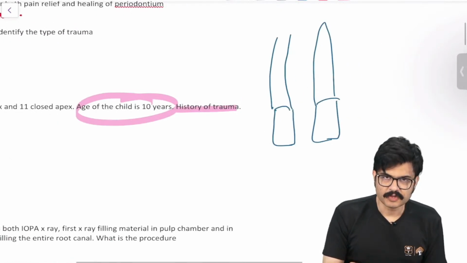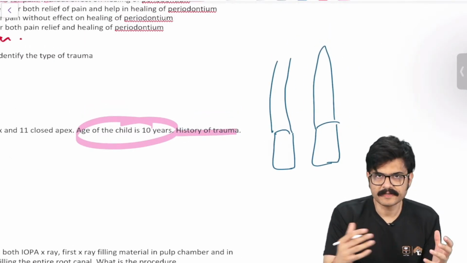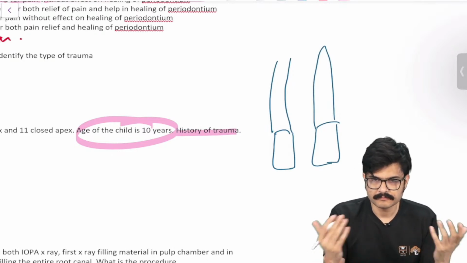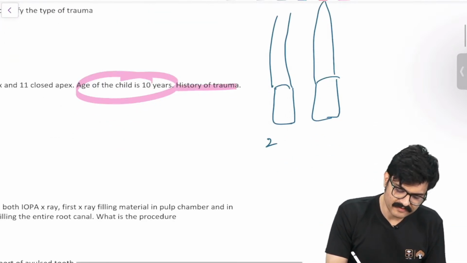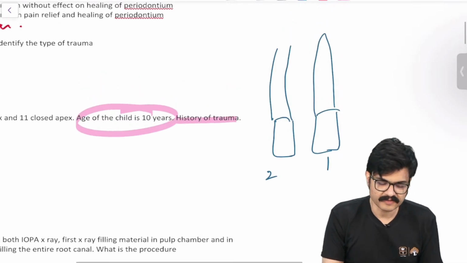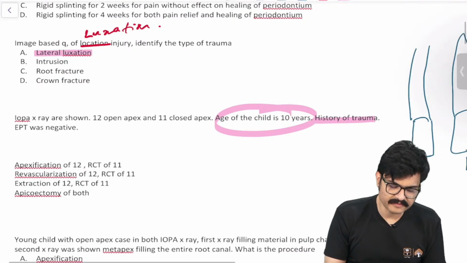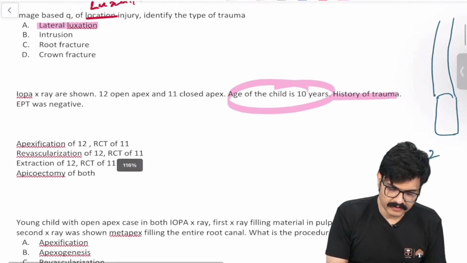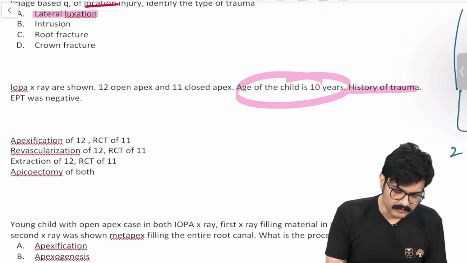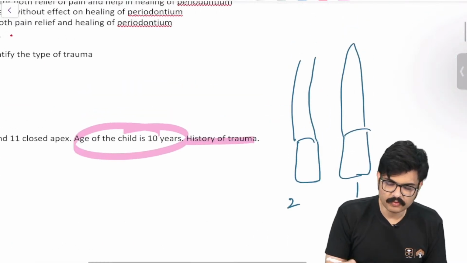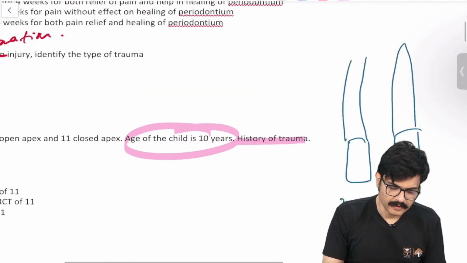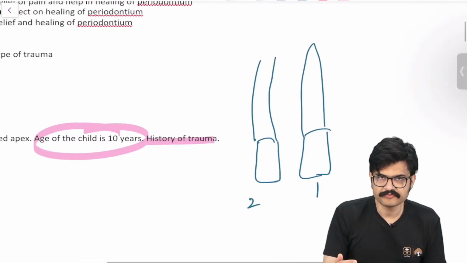EPT was negative, of course. Some amount of periapical radiolucency was seen, more in this lateral incisor, less in the central incisor. Both are obviously non-vital. What is the correct ideal treatment here? Since the central incisor is a closed apex case and non-vital, you will do routine root canal treatment in this, right?